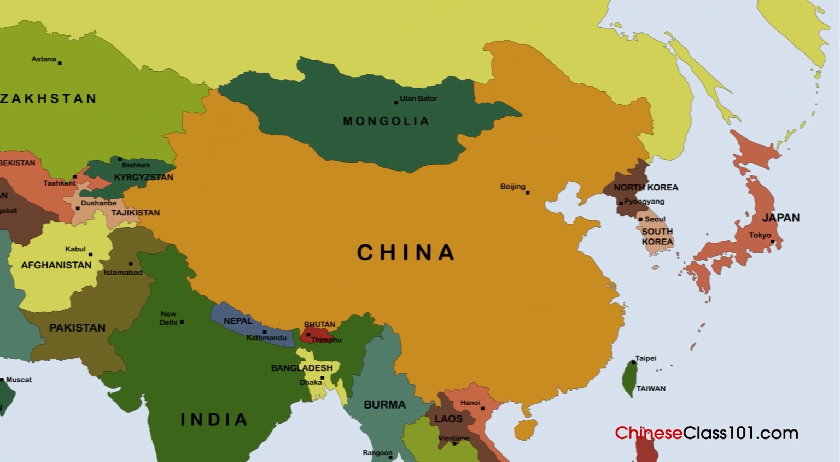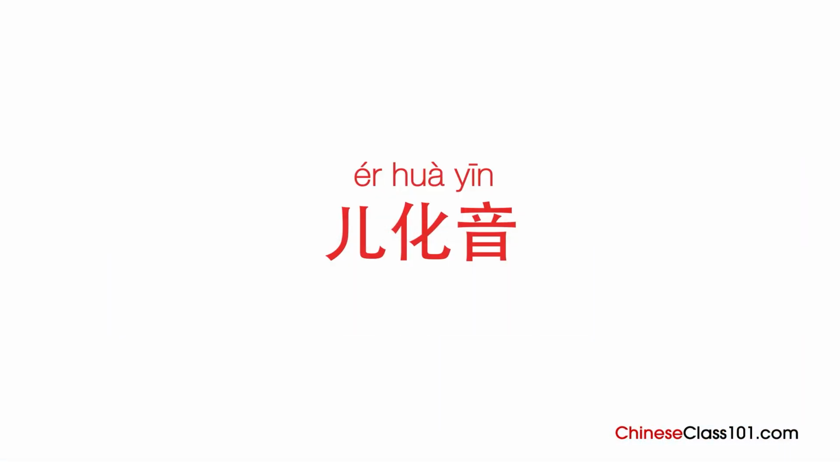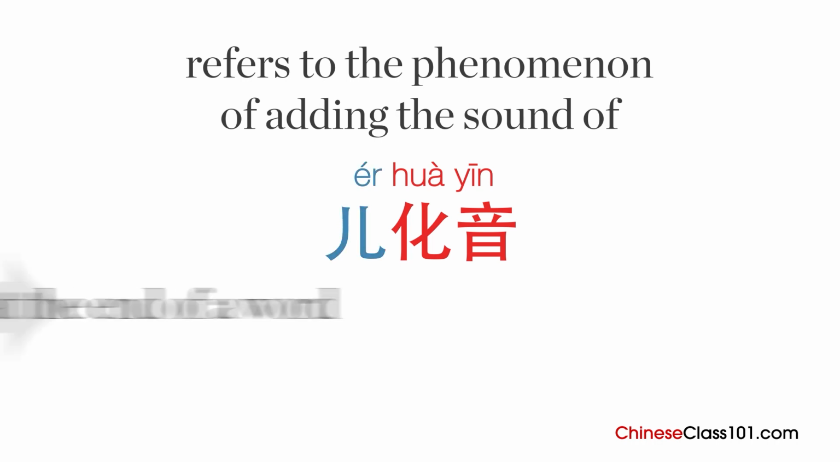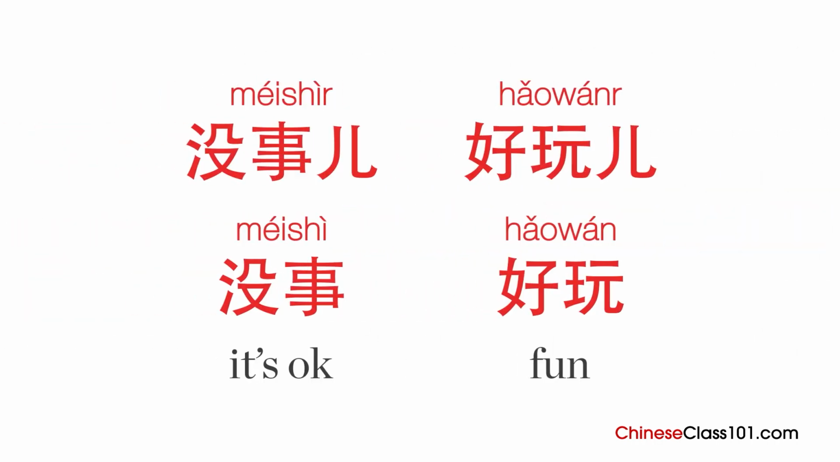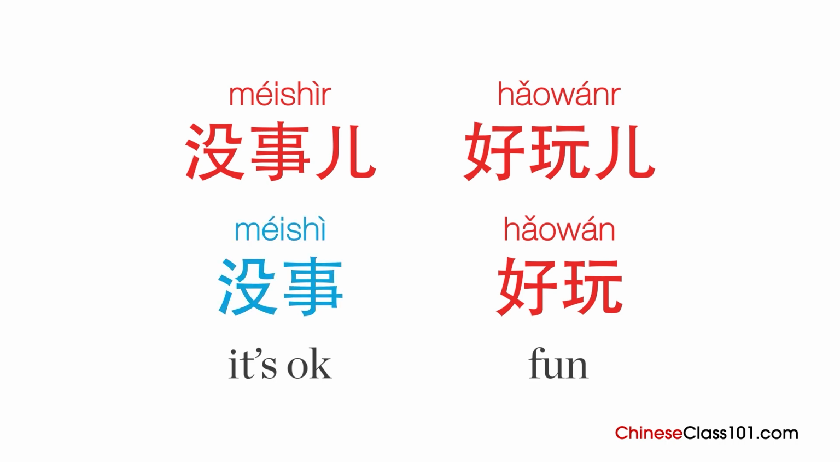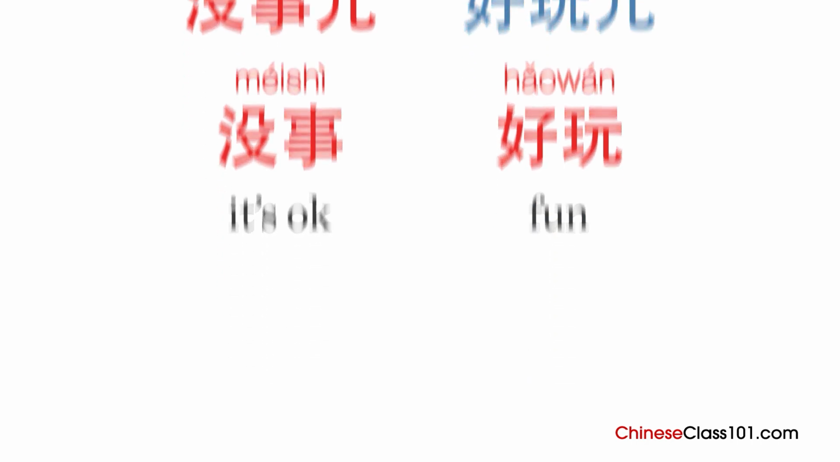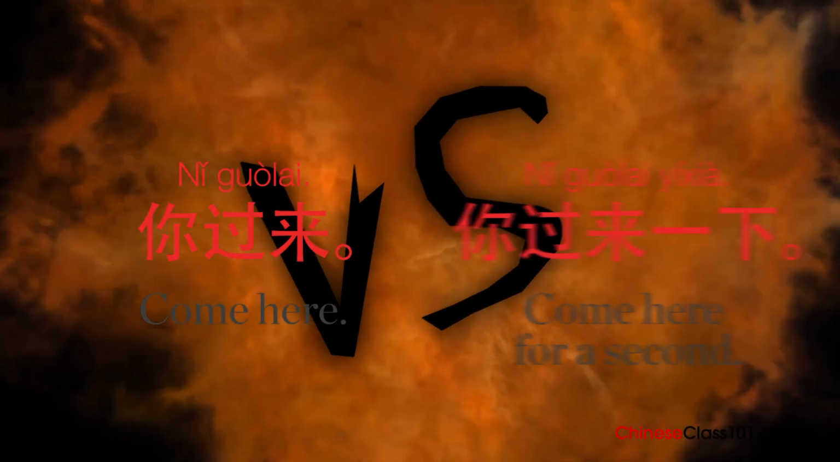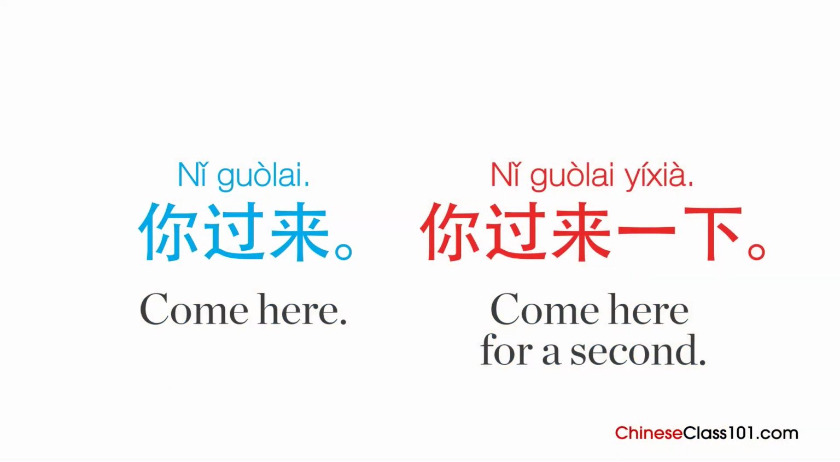Just a side note, people in North China like to use 儿化音 in their speech. 儿化音 refers to the phenomenon of adding the sound of 儿 at the end of a word. For example, people in the South say 没事, it's okay. People from the North would say 没事儿. People in the South say 好玩, fun, while people in North China like to say 好玩儿. Let's compare some sentences with and without 一下 and 一点儿. 你过来 versus 你过来一下.